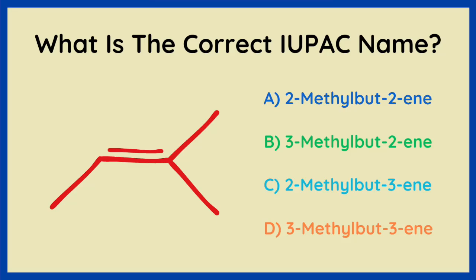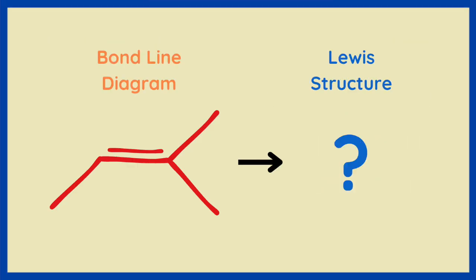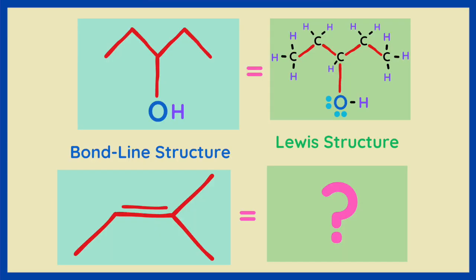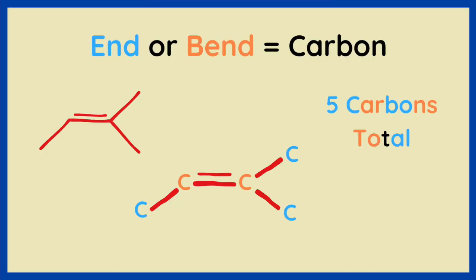What is the correct IUPAC name for this compound? 2-methyl-butene, 3-methyl-butene, etc., etc. Organic naming is really confusing, so to make this more manageable, let's convert this into a Lewis structure first. And here we can see that doing so reveals different features of a molecule, mainly carbons and hydrogens. That's because the nodes and the bends are carbons. Here we've got 3 nodes and 2 bends, so 5 carbons total.